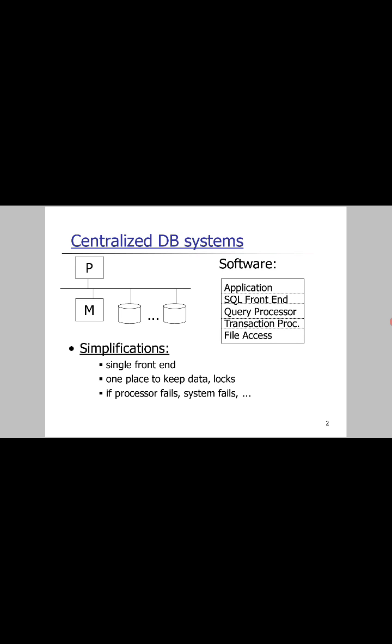The same database can be shared and used by many users. If the system that contains the database fails, if the processor of that system fails, the entire system will fail, or the entire application will stop. So what are the softwares? Application, SQL front-end, SQL query, transaction processing, file access. These are the basic components.